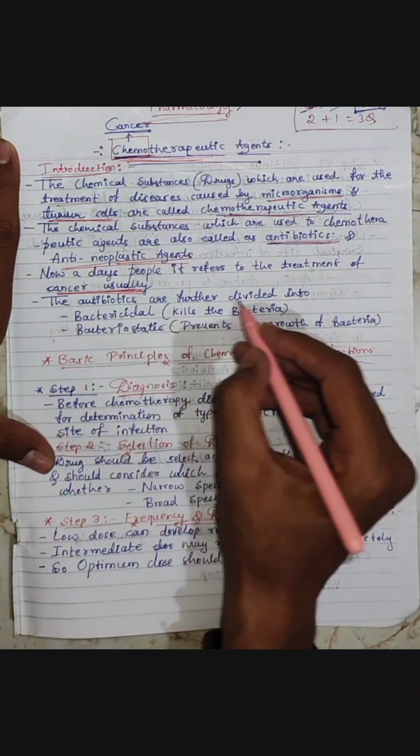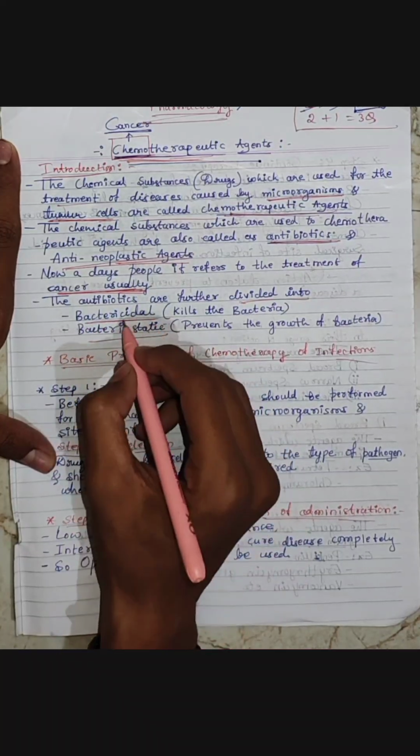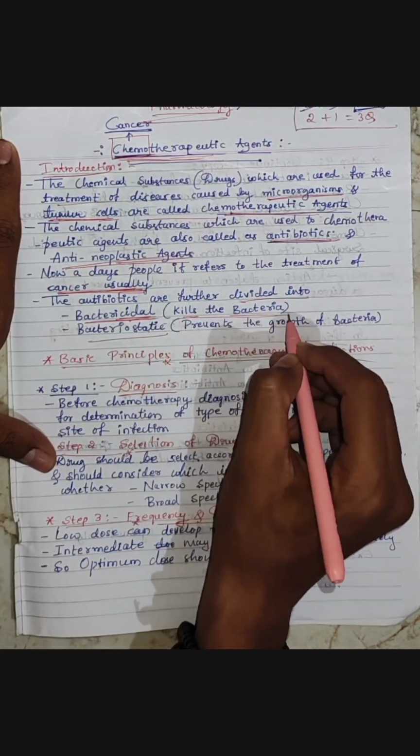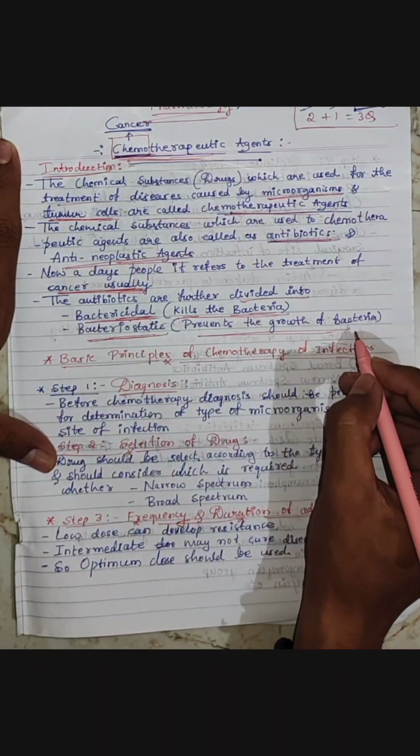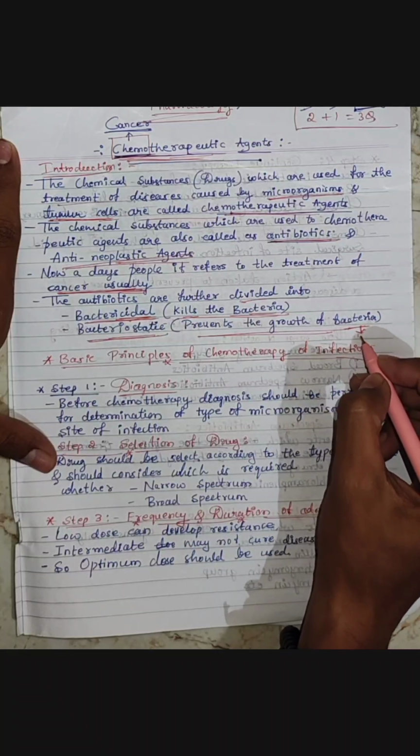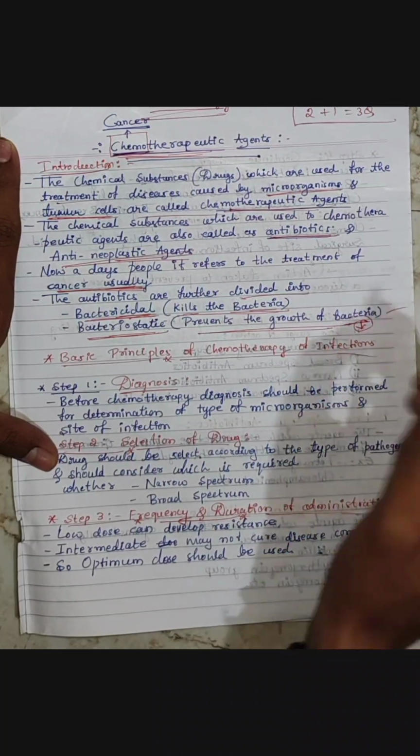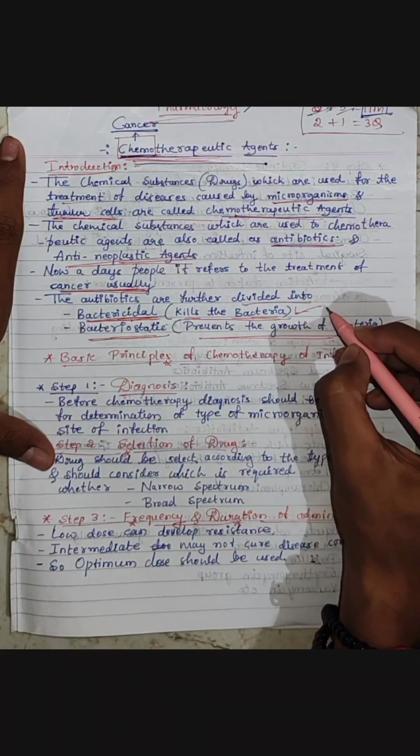The antibiotics are further divided into bactericidal and bacteriostatic. Bactericidal means it kills the bacteria. Bacteriostatic means it prevents the growth of the bacteria, so bacterial growth will remain less. Where bactericidal means the whole bacteria will be killed by using medications.